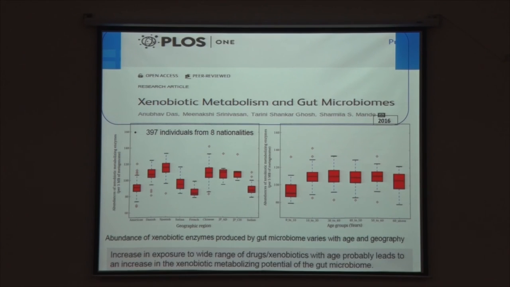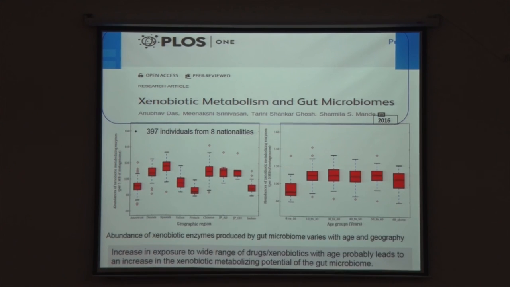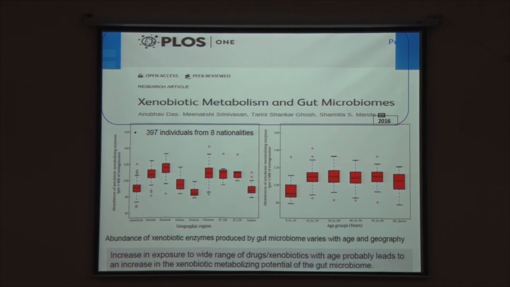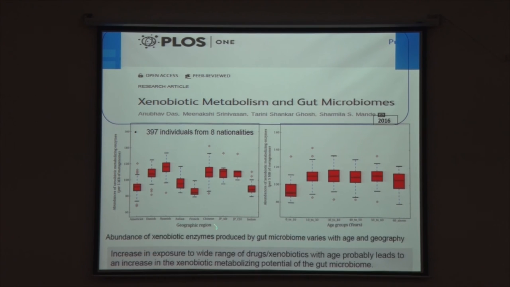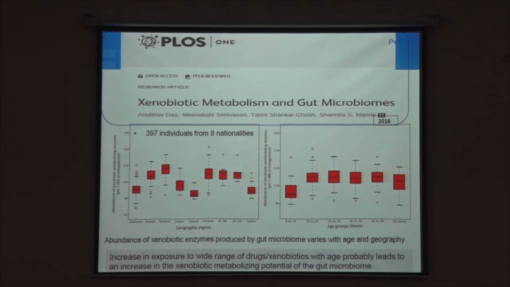So we looked into that, and this was just published last month, and we looked into this from the publicly available data, and also the Indian ones were our work, and we took close to 400 individuals from 8 geographies. And what clearly shows in this particular one is, if you look geography-wise, the xenobiotic metabolizing enzymes which are produced by these bacterial groups, they vary across the geographies.